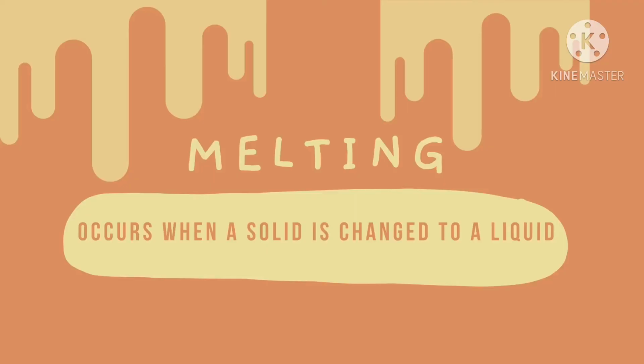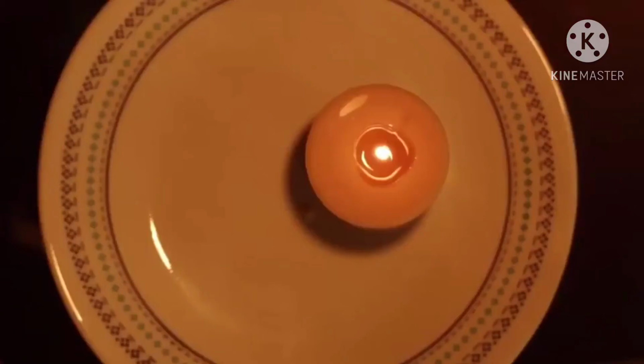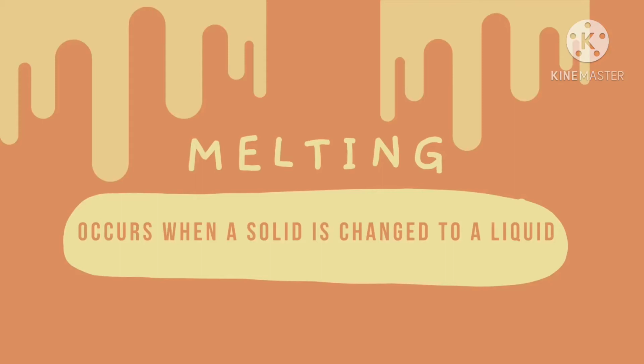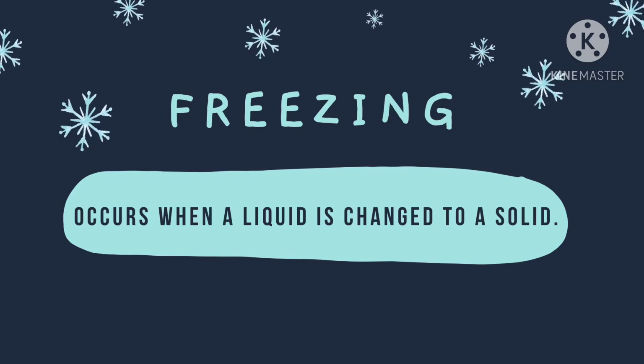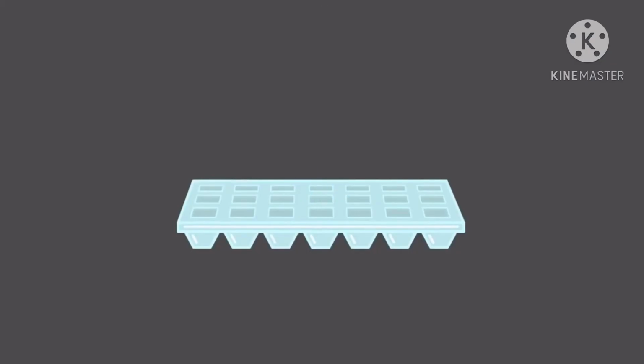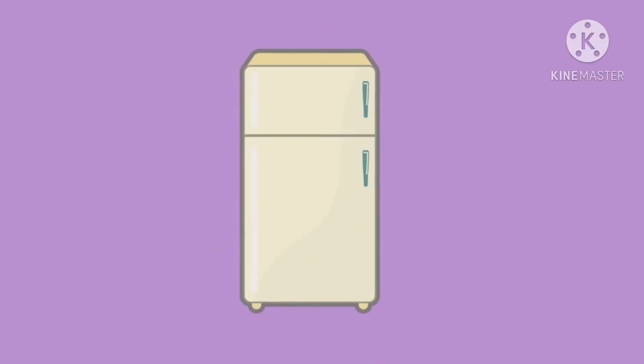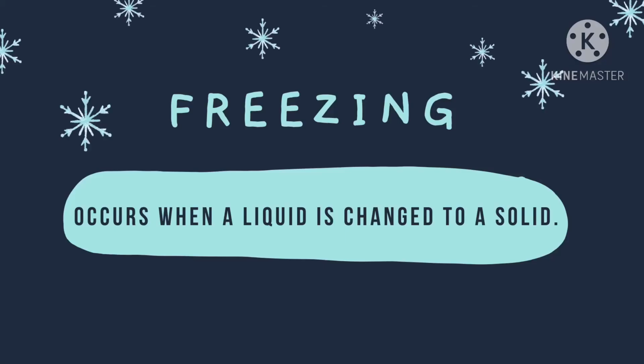Melting occurs when a solid is changed to a liquid. For example, a candle. It's solid, right? Made of wax. But when you light the candle, the packed particles loosen up and the wax begins to melt. Liquid wax. So a solid can become a liquid. Freezing occurs when a liquid is changed to a solid. For example, when you place water in the freezer, it will turn into ice. So a liquid can become a solid.